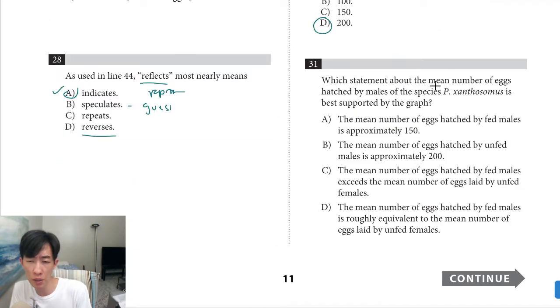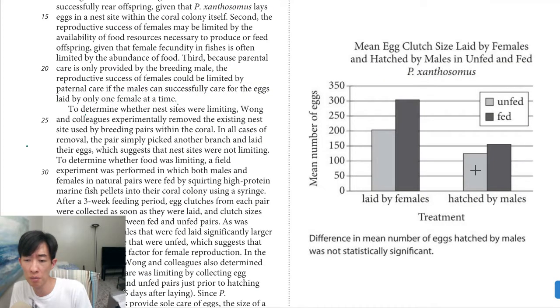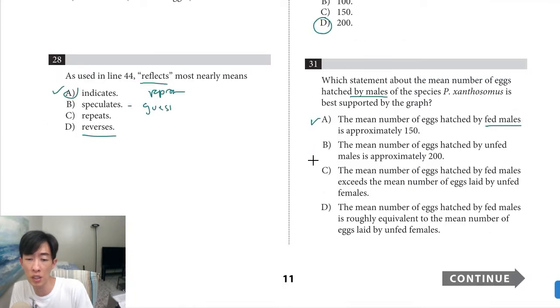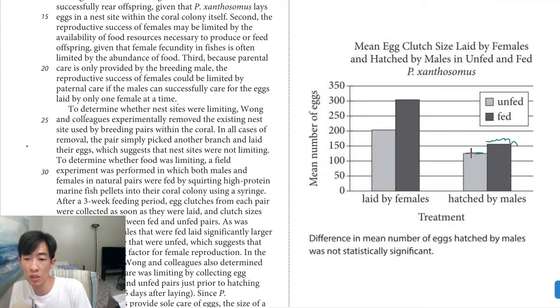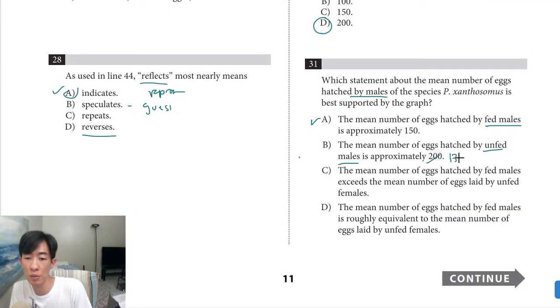And question 31, which statement about the mean number of eggs hatched by males is best supported by the graph? So we kind of just have to go through each choice. A, the mean number of eggs hatched by fed males is 150. So fed males is the dark gray and 150. So yeah, that's right over here. So that's about 150. So A looks like it's going to be the answer. B, the mean number of eggs hatched by unfed males is 200. Unfed males is right here, so that's definitely not 200. That's about like 130. So if that's at 130, it would have been right.